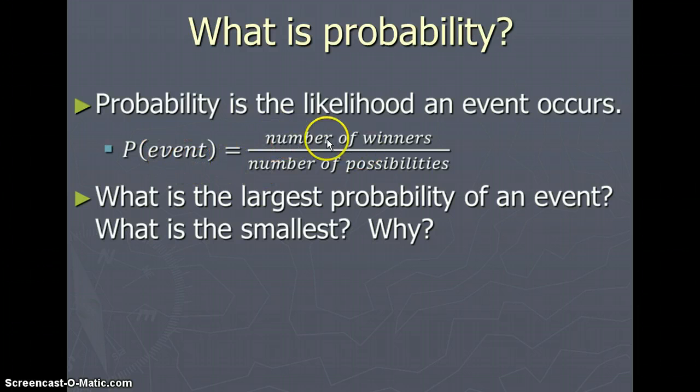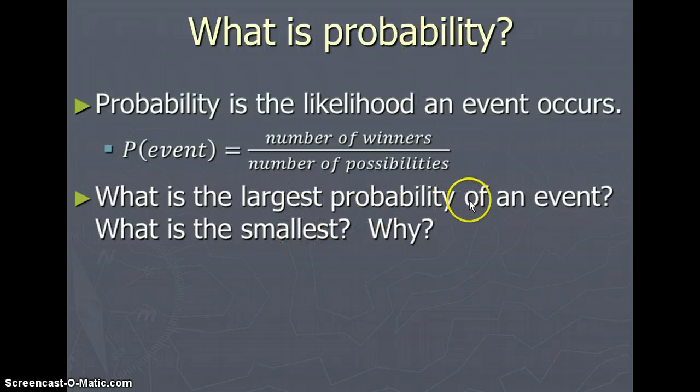We're going to define it as the number of winners, the number of favorable outcomes, divided by the number of possibilities, so the number of ways that we can play, or the number of possible outcomes that we've got. So it brings up the question, what's the largest probability of an event? And also, what's the smallest probability of an event, and why?